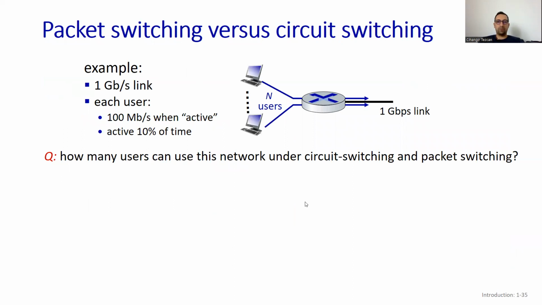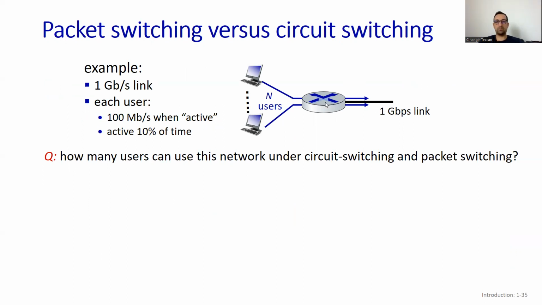Okay, so let's compare these approaches, packet switching versus circuit switching, because circuit switching looks a lot nicer because it is a guaranteed link. And, for instance, in this example, we will see why packet switching is used on the internet instead of circuit switching.